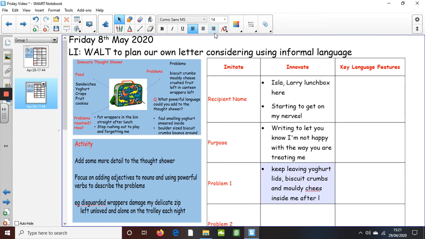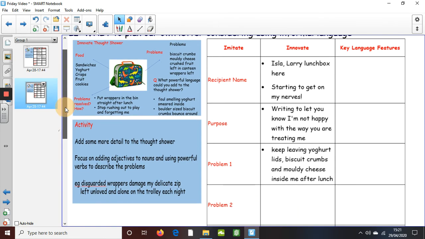after lunch. Okay, so that's a big problem for the lunchbox. Keep leaving yogurt lids, crumbs, and mouldy cheese inside me after lunch. So we've used our thought shower there, and the problems from the thought shower. Our second problem could possibly be, what have we said? Left in the canteen was one of them, and we could put a bullet point as that being the second problem.